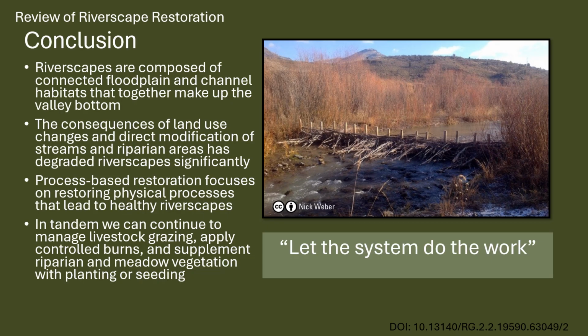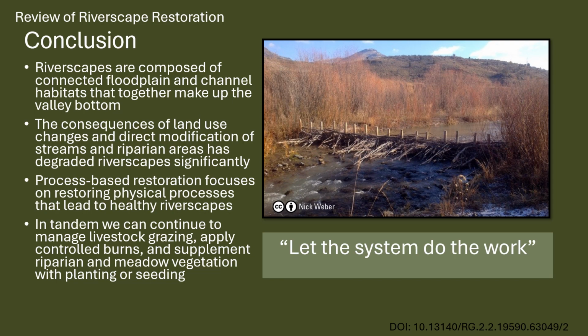In conclusion, the valley bottom is a watershed-spanning ecosystem. To take care of the riverscape, special focus should be on restoring floodplain and side channel habitat. Process-based restoration focuses on restoring physical processes that lead to healthy riverscapes. Hand-built structures using local materials can help increase groundwater flow, create more diverse habitat, and provide relief from natural disturbances. In order to address the scope of degradation, it will require that practitioners let the system do the work.